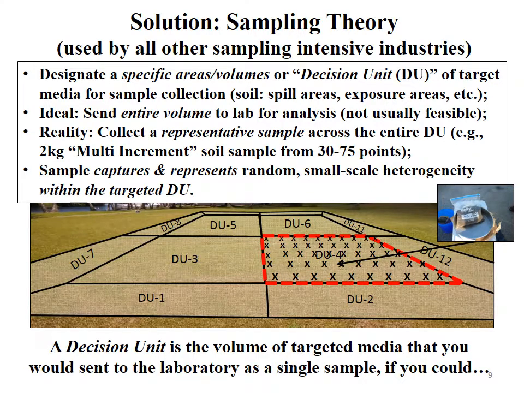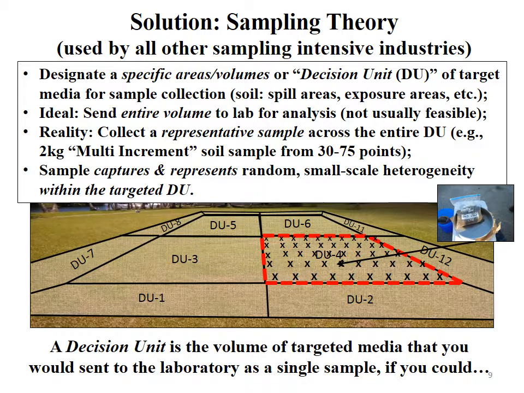Sampling theory is pretty simple at the basic level. Under sampling theory, you designate a specific area or volume of some media, referred to as a decision unit, for sample collection. These decision units, or DUs, have very specific site investigation questions attached to them. Ideally, you would send the entire volume of the targeted media to the laboratory for analysis. This usually isn't possible. Consider, for instance, you're concerned about direct exposure to lead in your backyard. Ideally, you'd send your entire backyard to the laboratory, have them analyze it and give you a single concentration of lead.